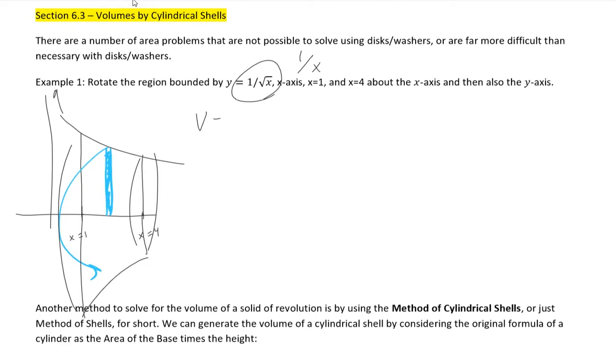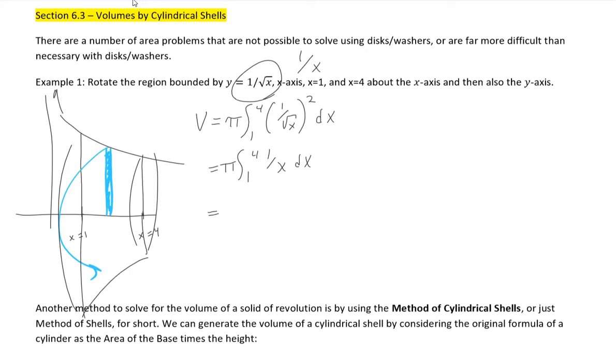To do so, we'll do volume equals pi, because we're going to do pi r squared, of from 1 to 4, since we're using the x-axis, and then we're going to plug in our value of 1 over root x squared dx. Nice and easy. Okay, well, we have pi times 1 over x dx, since if I square this, I just get 1 over x.